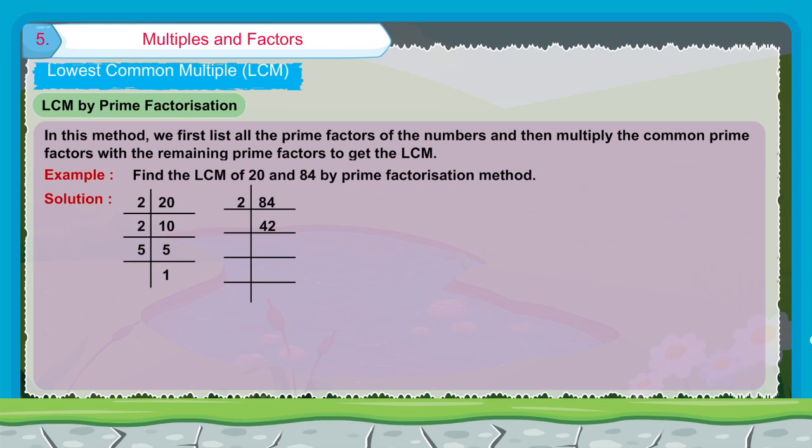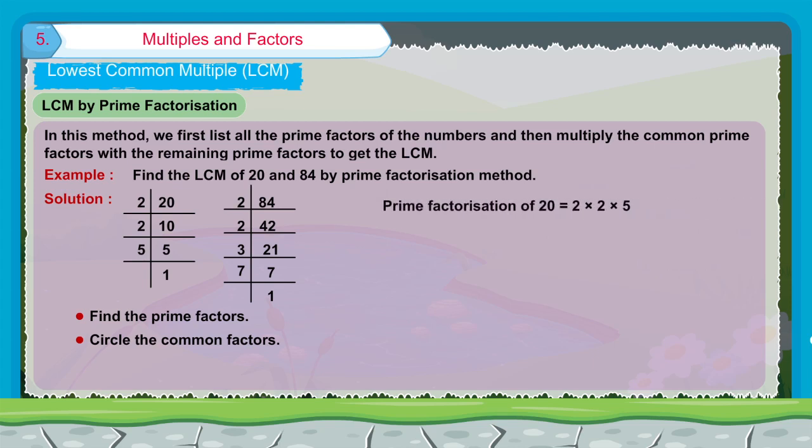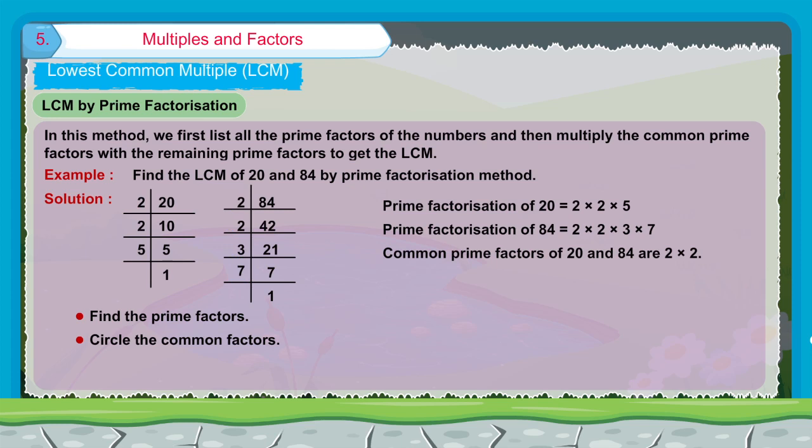84 divided by 2, 42. 42 divided by 2, 21. 21 divided by 3, 7. 7 divided by 7, 1. Find the prime factors. Circle the common factors. Prime factorization of 20 is equal to 2 into 2 into 5. Prime factorization of 84 is equal to 2 into 2 into 3 into 7. Common prime factors of 20 and 84 are 2 into 2. Therefore, LCM is equal to 2 into 2 into 5 into 3 into 7 is equal to 4 into 15 into 7 is equal to 420.